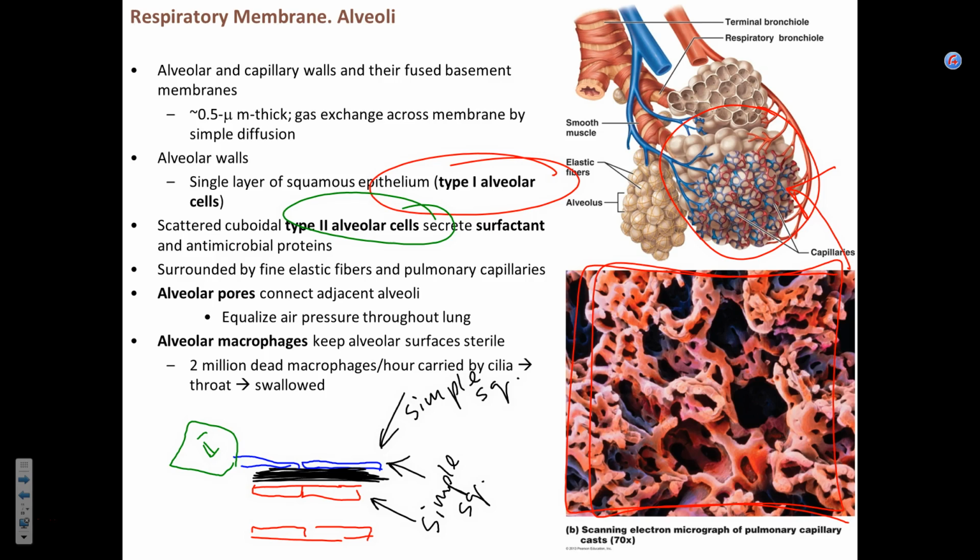And pores in alveoli connect the adjacent alveoli and equalize the pressure all the time, so that pressure in all parts of the lung is the same. Okay? And finally, there are alveolar macrophages. They crawl around and try to destroy whatever gets in the lung. There's a lot of things that get in there, despite all the protective cilia and mucus.